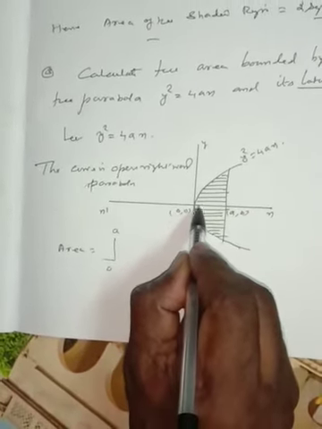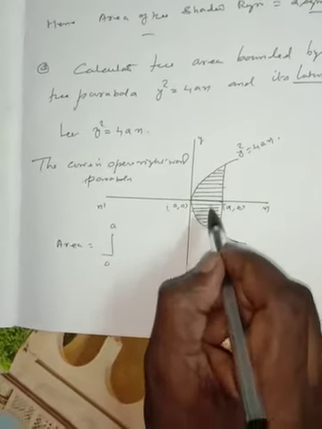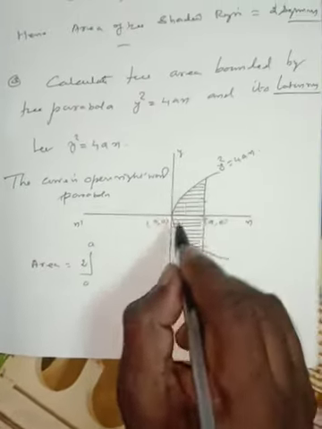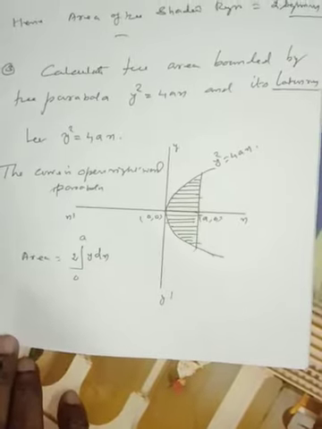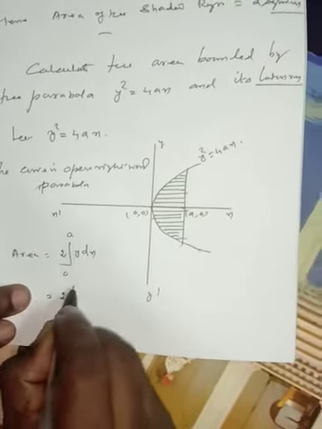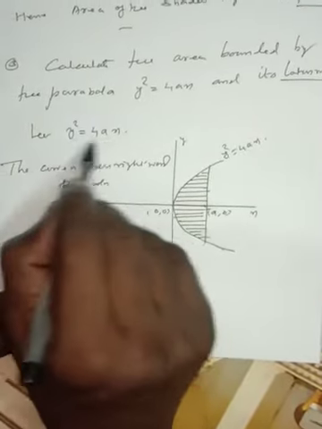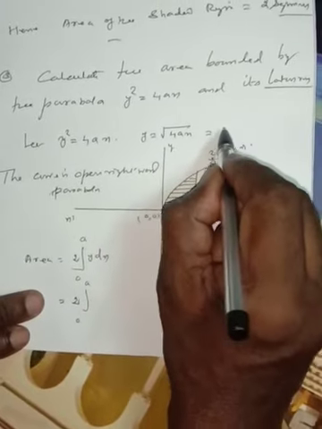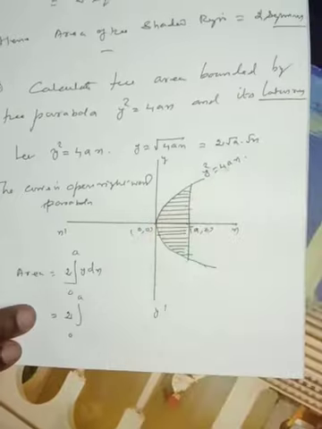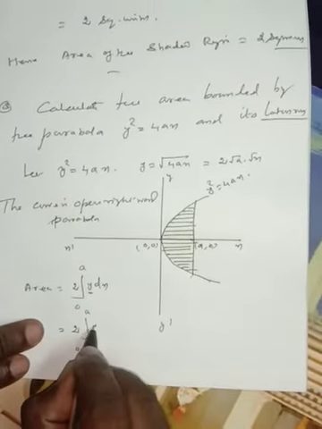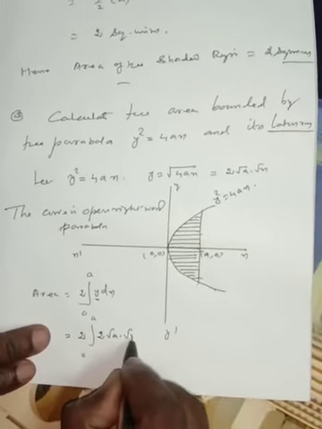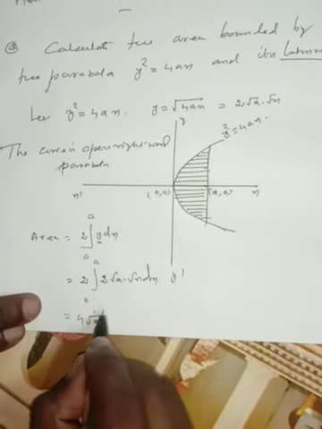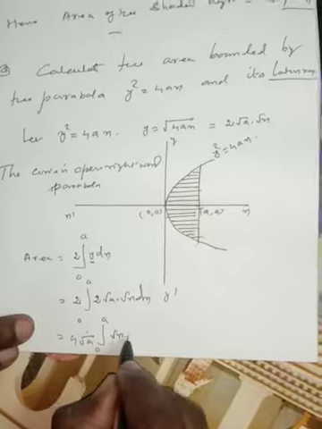Take two parts, one above the x axis, another below the x axis. These two areas are equal, therefore twice into the above x axis y dx, 0 to a. From the given parabola equation, taking root on both sides, y is root of 4ax, which is equal to 2 into root a into root x. So 2 into integral 0 to a of 2 root a root x dx. Now 4, root a is constant, 4 into root a, integral 0 to a, root x dx.